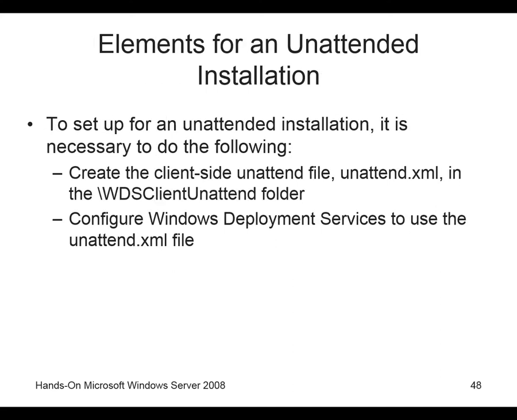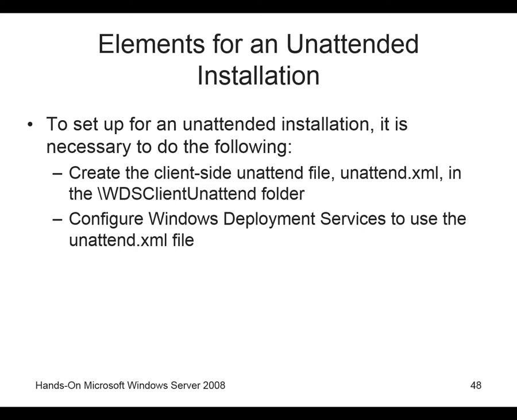You can create a client-side unattended install file called unattend.xml, and then we can put it in the WDS client unattend folder. And we can push that folder out to every computer prior to, let's say, we're updating it. Then what we do is we configure deployment services to look at that and find that file on that local machine. Make sense?